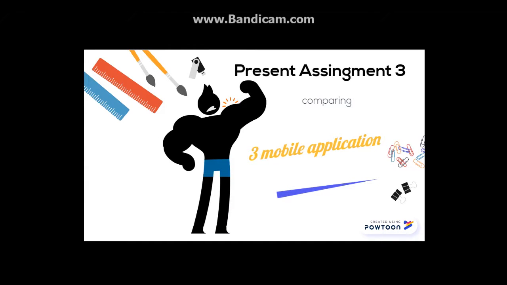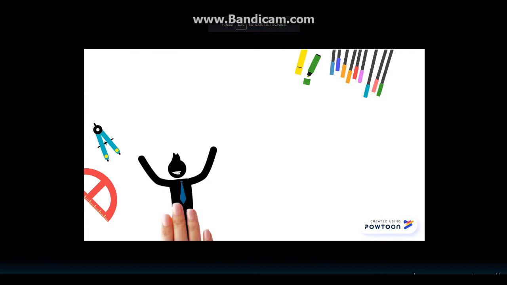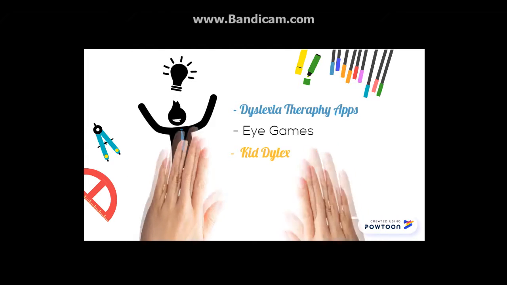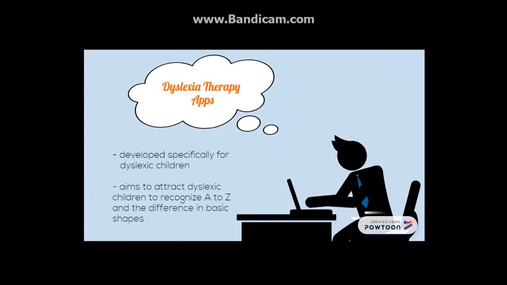I would like to present about 3 mobile applications that relate to dyslexic students. The applications are Dyslexia Therapy Apps, iGames and Kid Dialects. Dyslexia Therapy Apps is an Android app developed specifically for dyslexic children. This app aims to attract dyslexic children to recognize A to Z and different basic shapes such as round, triangular, and rectangular.